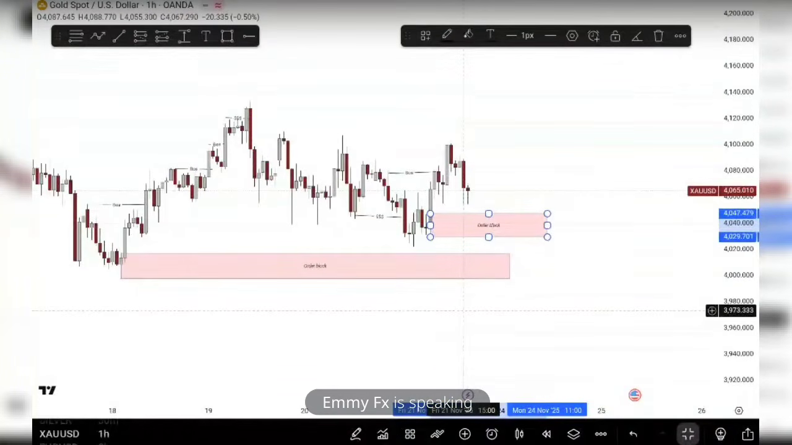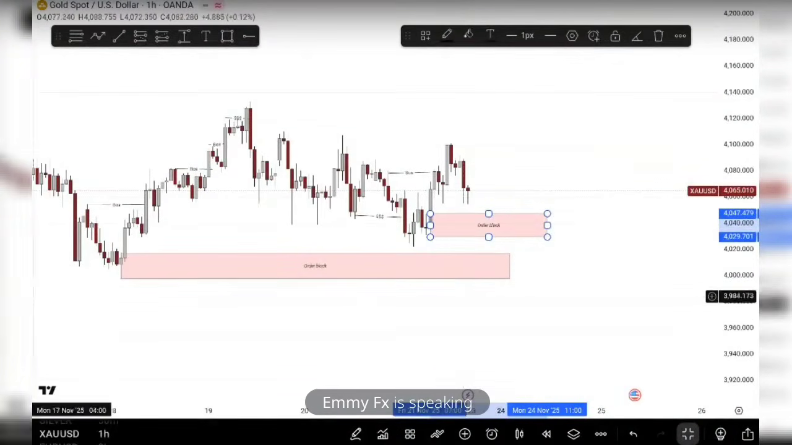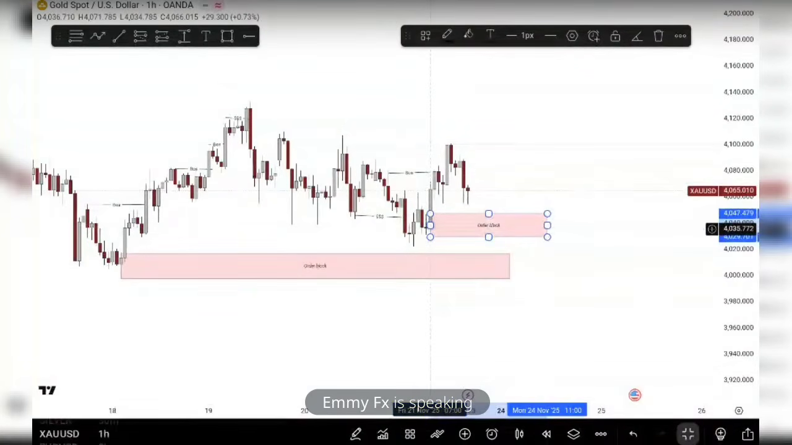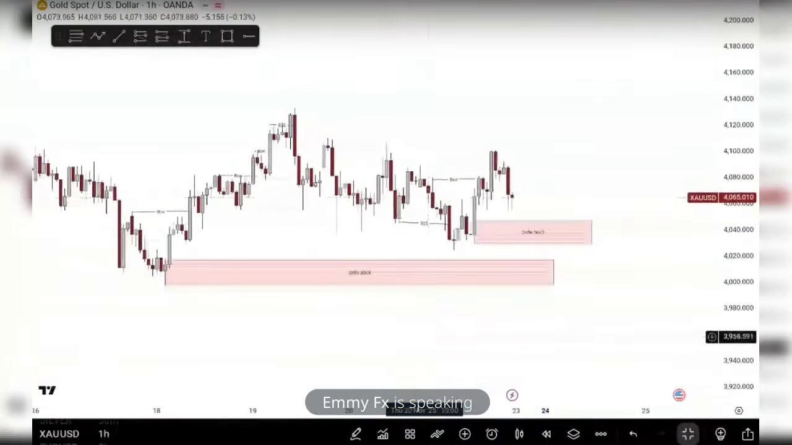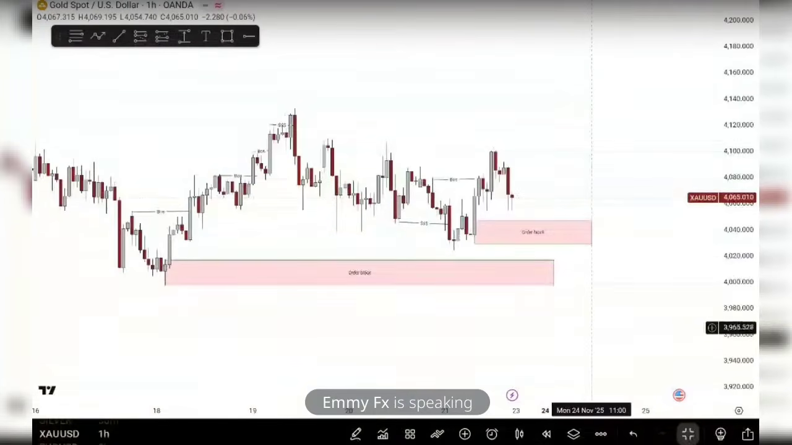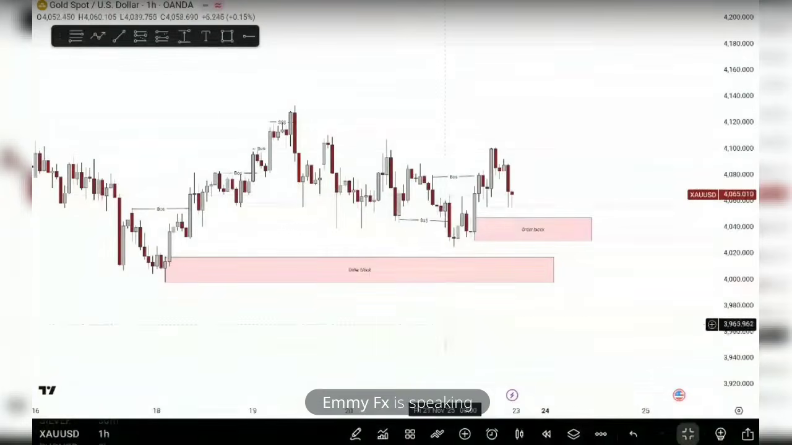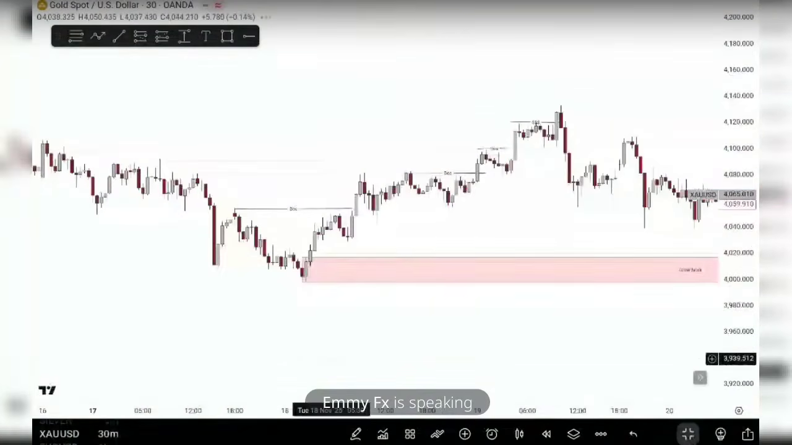Now we are having two origins to take this trade on. We are having this origin 1 and also origin 2. So where do you think is the right part to take the trade from? Now the right part to take the trade from is from this origin. But first, let's refine it to our 15-minute time frame, which is the entry time frame.